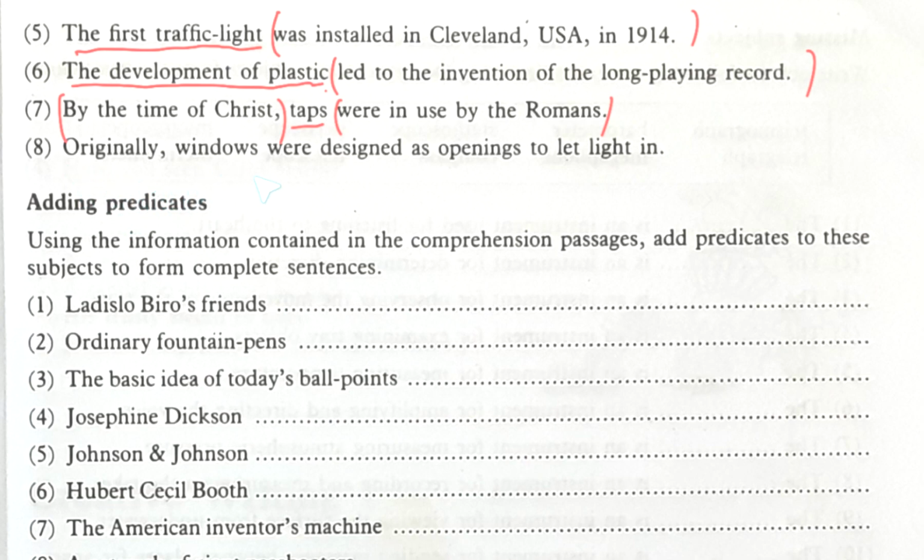Number 8: Originally windows were designed as openings to let light in. Here in this place were designed is the verb. Who were designed or what were designed? Answer is windows and the rest of the words are the predicate. Adding predicates. Using the information contained in the comprehension passage, add predicates to these subjects to form complete sentences. In this place you will do it by yourself first, then you will see mine.